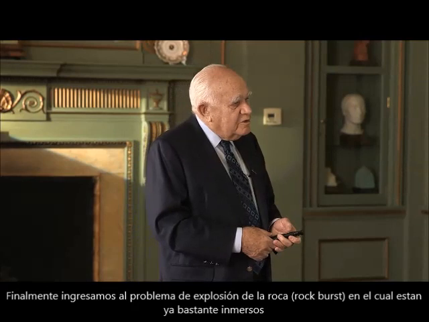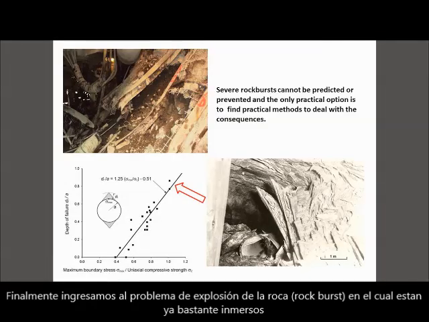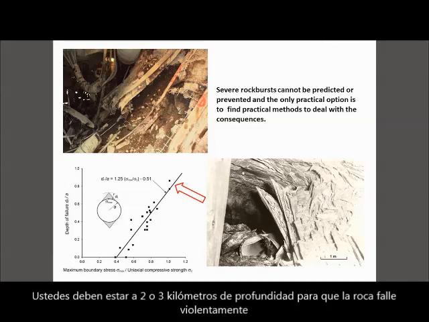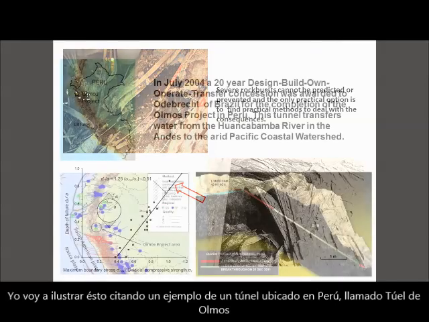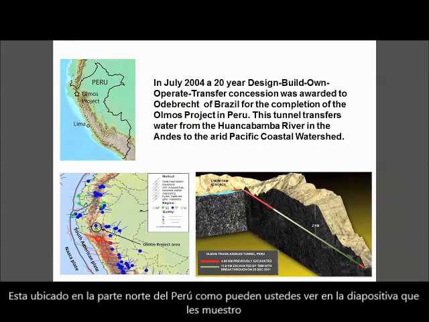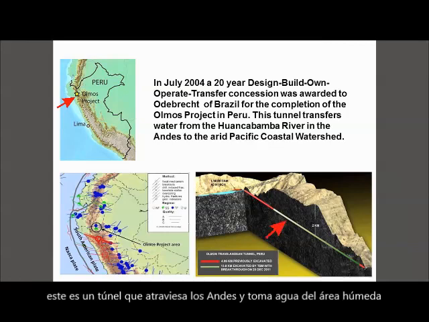And finally, we come to the rock burst problem, where you're now very deep, you might be 2 or 3 kilometers underground, and where the rock is failing violently. And I'm going to illustrate this by an example from a tunnel in Peru called the Olmos Tunnel. It's located right up in the north of Peru, as you see in the slide here. It's a tunnel that goes through the Andes Mountains to take water from the wet area in the Andes to the dry coastal plains of Peru. And the tunnel is a total length of about 18 kilometers.